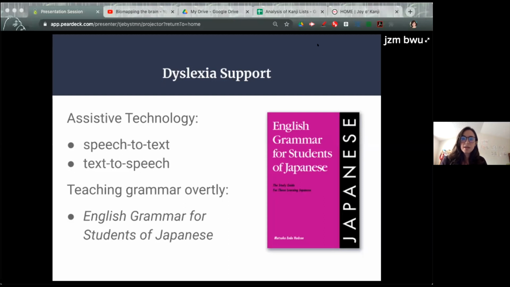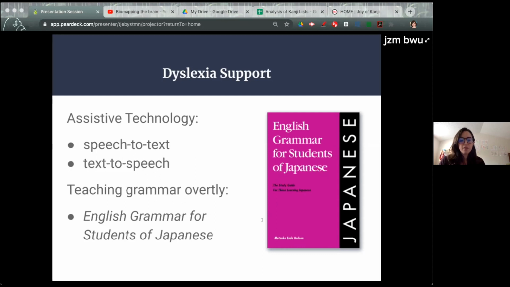One of the things that is especially tough for students who are dyslexic is understanding of grammar. We teach that overtly, hooray. But one of the big resources that I've had a lot of success with is this one that I'm showing you, English Grammar for Students of Japanese, and I suggest that. One of the goals of the ACTFL standards is to get students to thoughtfully compare their own first language to the new language that they are studying.